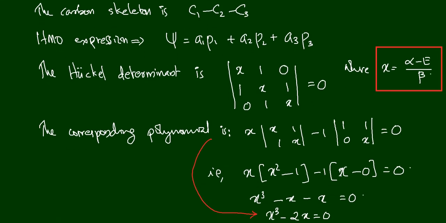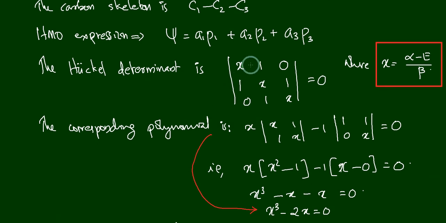So the Huckel determinant here is x 1 0, 1 x 1, 0 1 x. You know how to write this. We will write x as the diagonal elements, and this is row 1 and column 2, that is 1 2. They are connected carbon atoms, right? So here comes 1, but this is row 1 column 3, so it is 1 3. 1 and 3 are not connected, so it is 0.